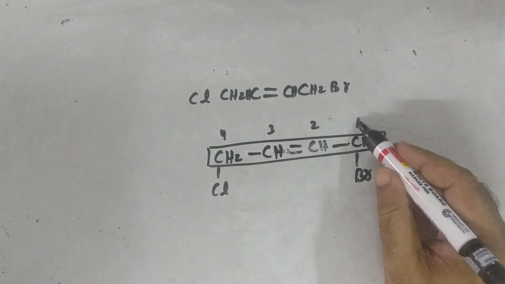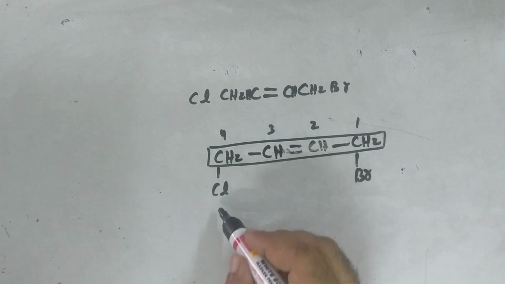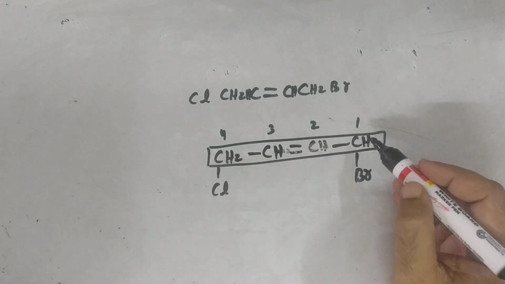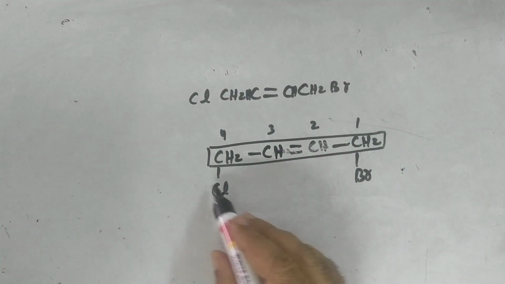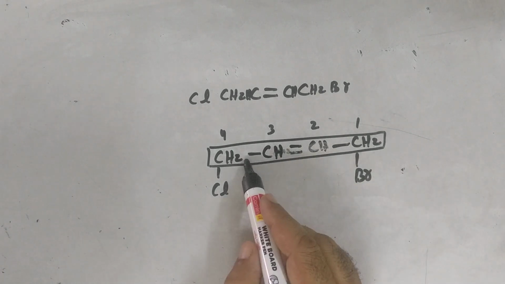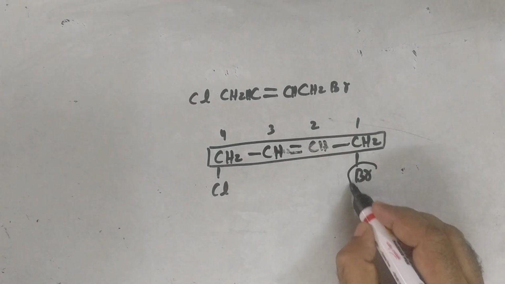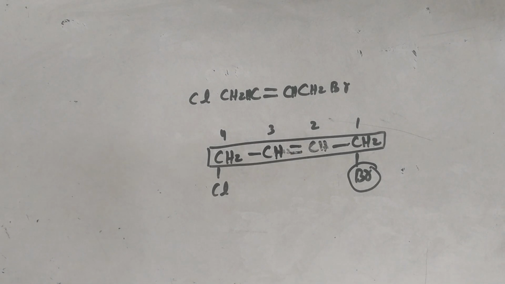So its name will be 1-bromo, 4-chloro-butene. I repeat, 1-bromo, 4-chloro-butene. Why have we done the numbering from here? So that in alphabetical order, bromo gets the lower number.